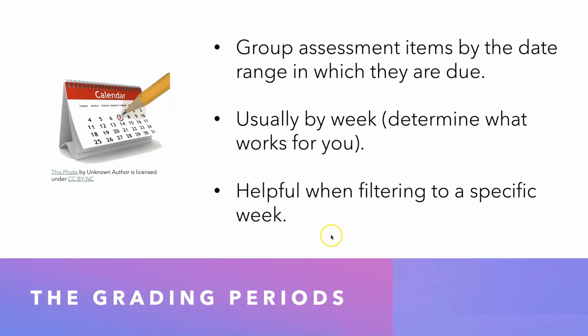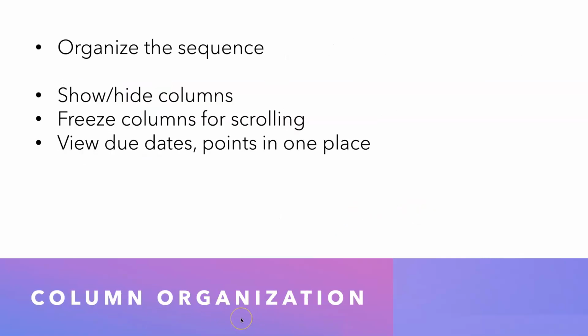One of the main advantages of the grading period is that we can filter and access the assessment items for a specific week. Column organization, on the other hand, allows us to view and modify the columns that are displayed in the Grade Center. So we can organize the sequence and also show and hide which columns are going to be displayed. We can freeze the columns when we scroll, and I personally find it very helpful that I can view all the due dates and the points for assessment items in one place.